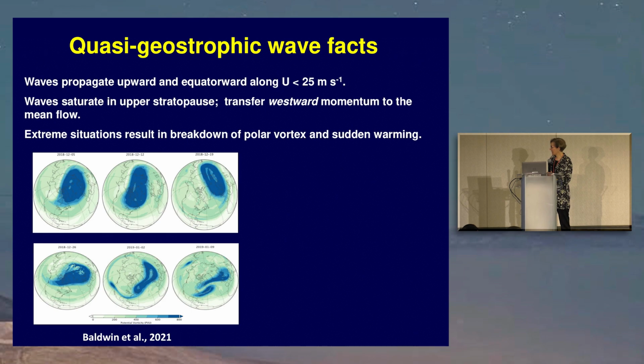And by the time it's broken up, that vortex that we talked about is completely gone because the planetary waves that have disturbed this whole pattern have dumped westward momentum into the mean flow, which is opposite to the wind direction of the initial vortex.